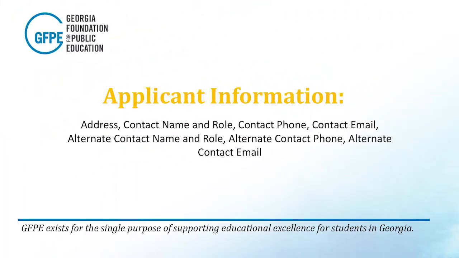The first section is simply the contact name for the application. We need to know who to get in touch with regarding the status of your request. Also, we'd like an alternate in case that person changes roles. There are no points associated with this section.